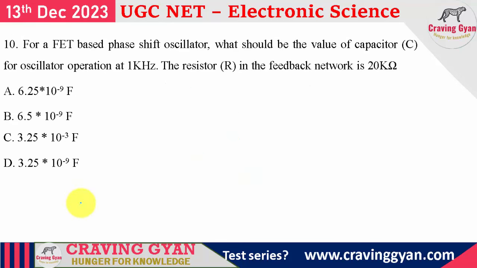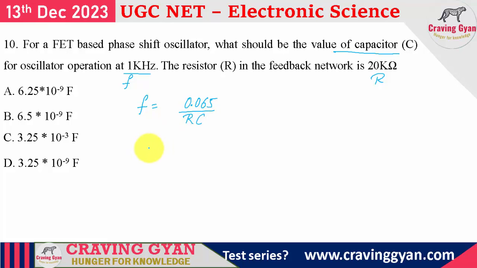10th question. This question is based on the RC phase shift oscillator. For a FET based phase shift oscillator, what could be the value of capacitance they are asking? Provided the frequency is 1 kilohertz and the resistance is 20 kilo ohms. We know that in the case of the RC phase shift oscillator, f is given by 0.065 divided by RC.